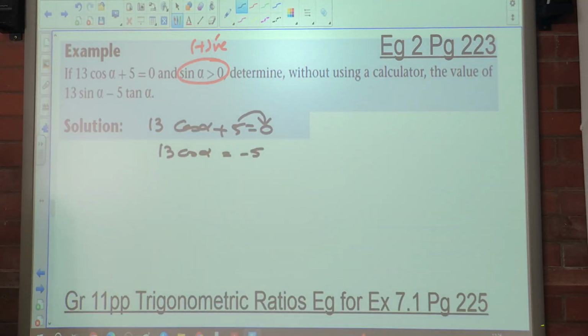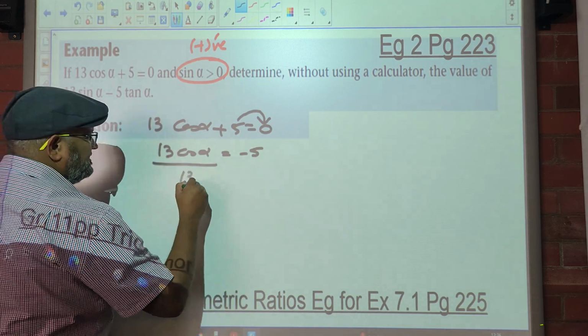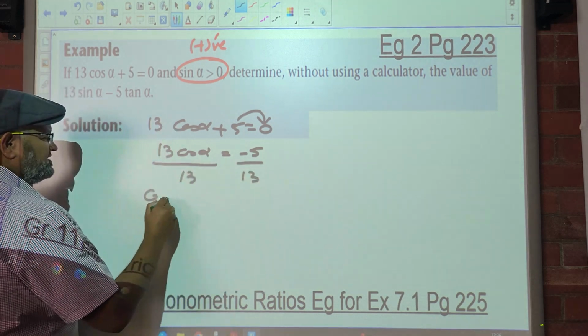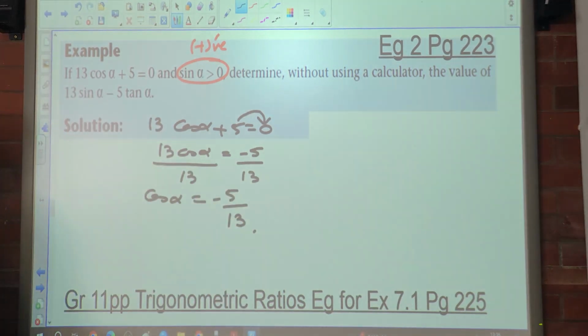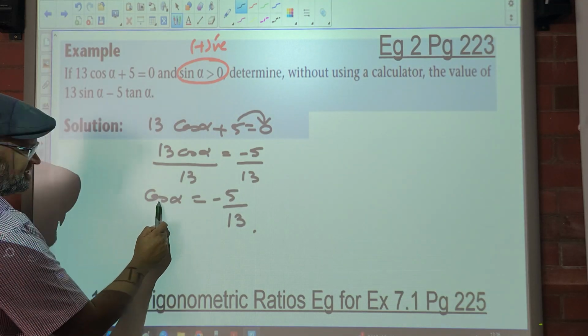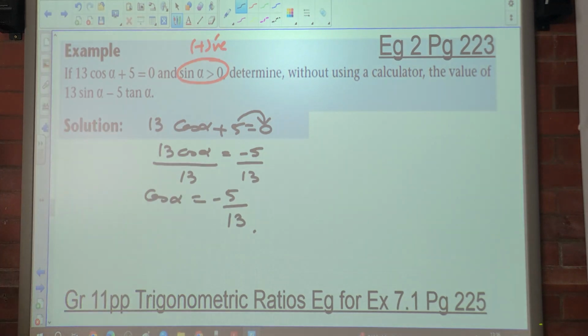Now what do I do? Divide by 13 both sides, not so? Right. So we divide by 13 both sides. And what do I have? Cos alpha is equal to negative 5 over 13. So what does this tell us now? That cos is negative. Oh, it's an alpha, not so?